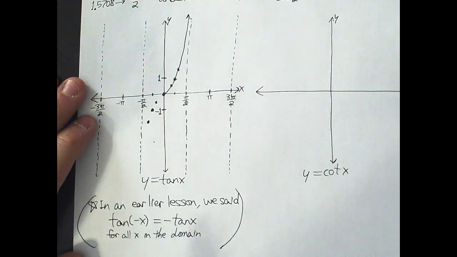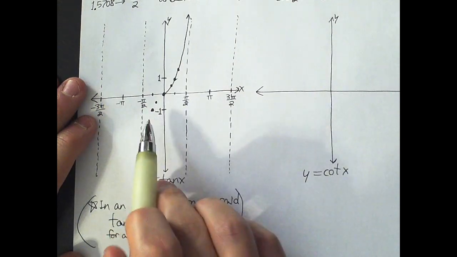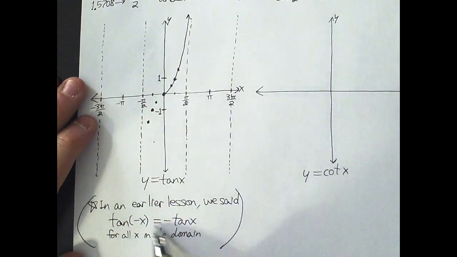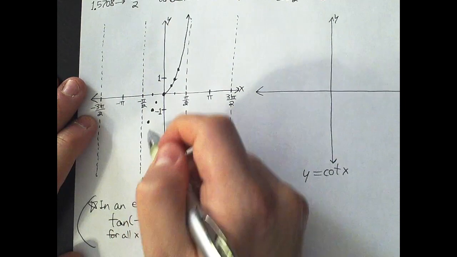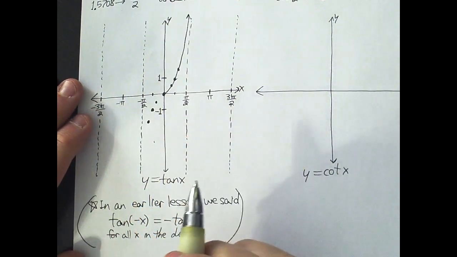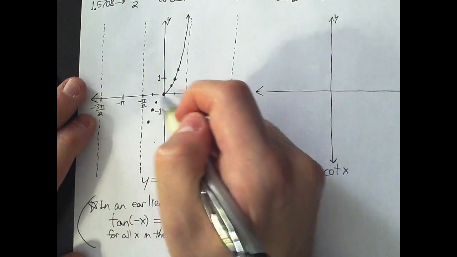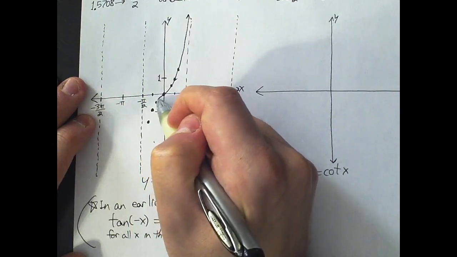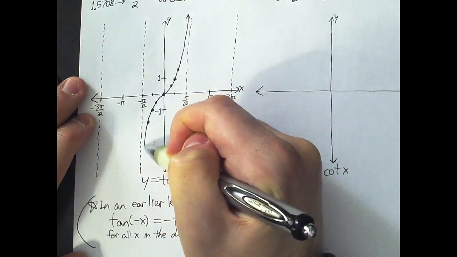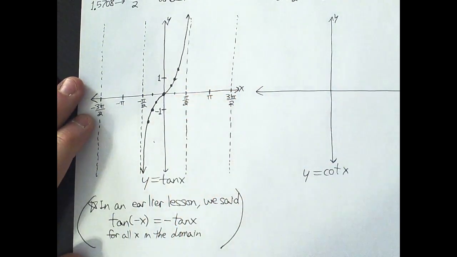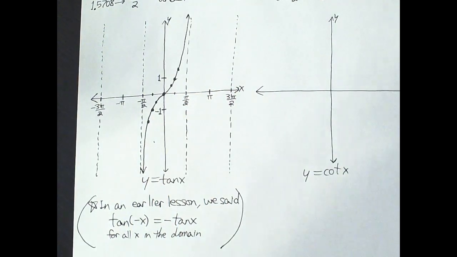So this is kind of like a little shortcut. We didn't have to set up these values on a table. We got them from here. And we also know that if there's an asymptote here, the curve needs to approach the asymptote, but not quite touch it. So it's going to look something like this. Tangent definitely looks different from sine or cosine, doesn't it?